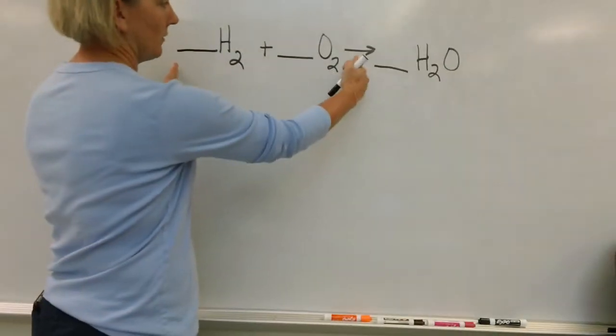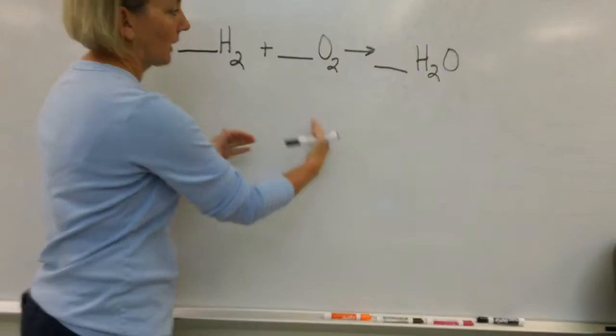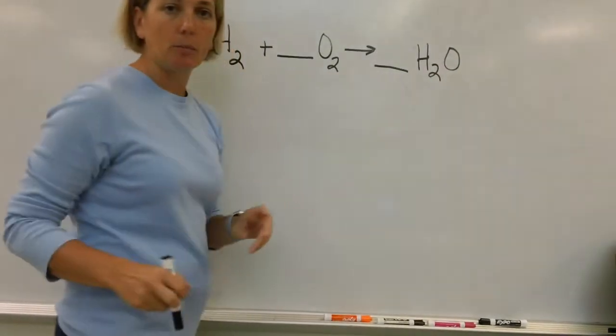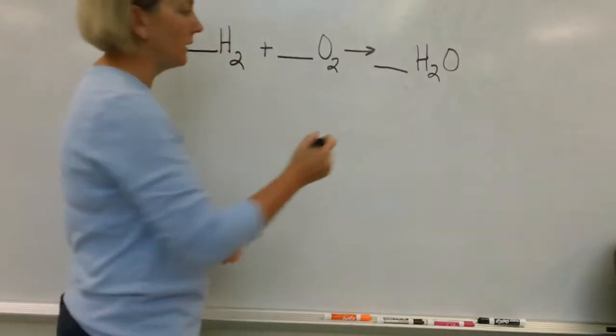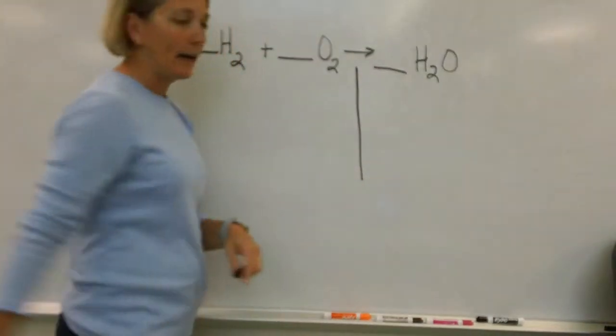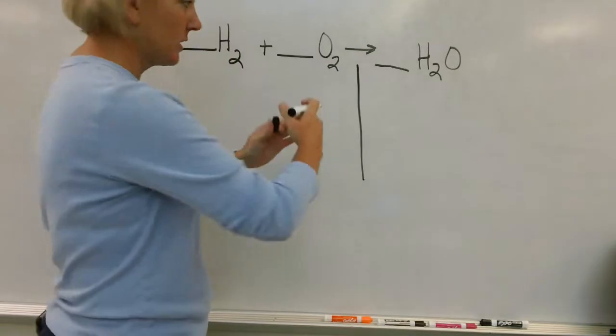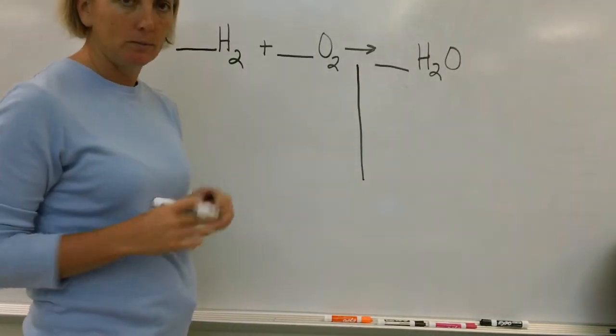Everything to the left of this arrow are our reactants. Everything to the right of the arrow is a product. So how you balance chemical equations, the first thing you do is you locate the arrow and you draw a line from the arrow downward. Now we're separating the equation into two parts.